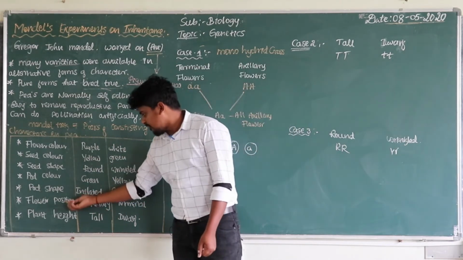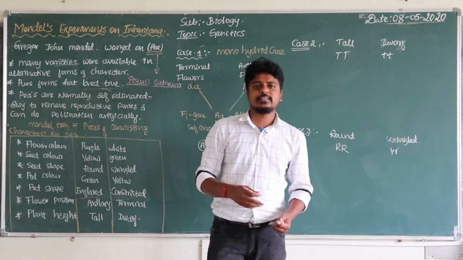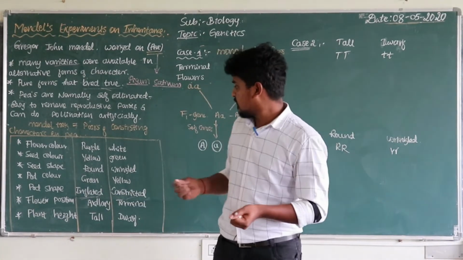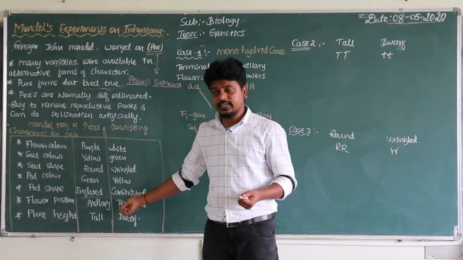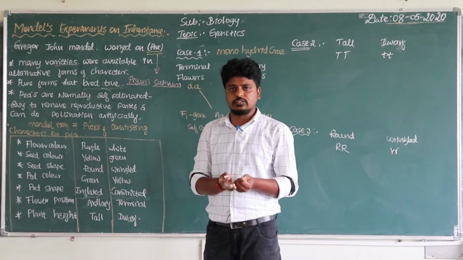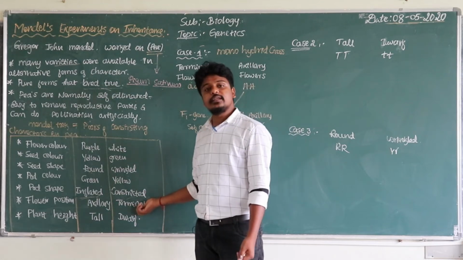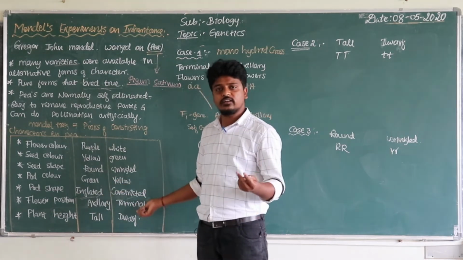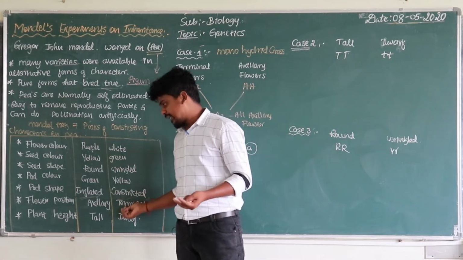The next one, the flower position. Flowers appear in different parts of the plants. Yes or no? Mainly the flower positions, he has selected as axillary. Axillary in the sense the nodal regions. Axillary, and the terminal, the tip of the plant flowers. He has selected two different pairs of contrasting characters.